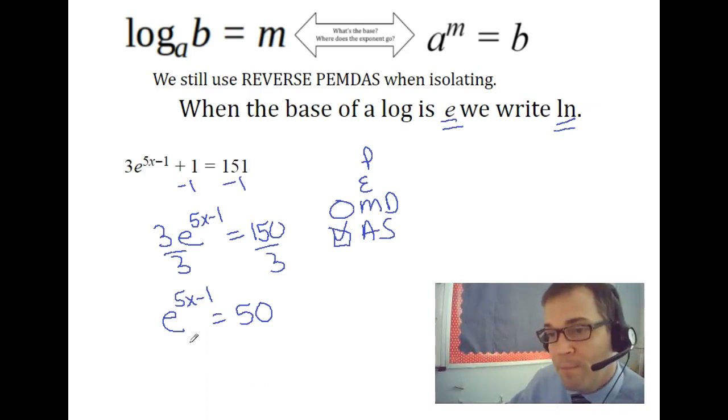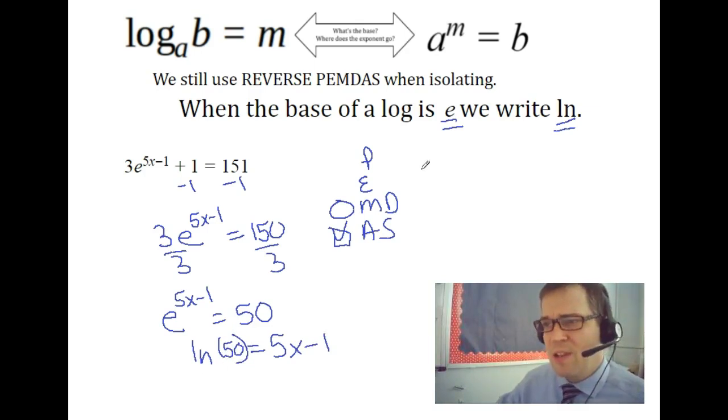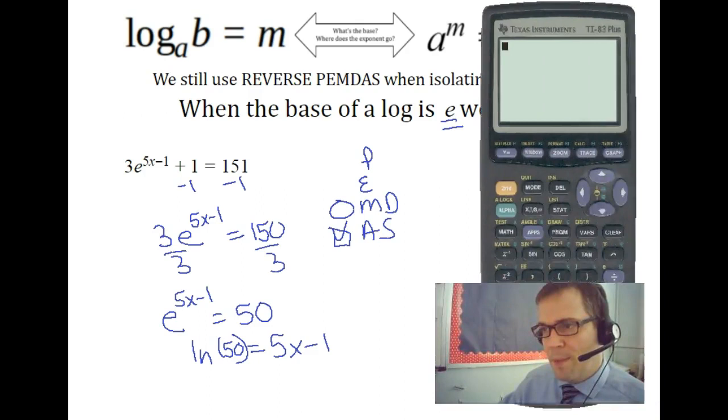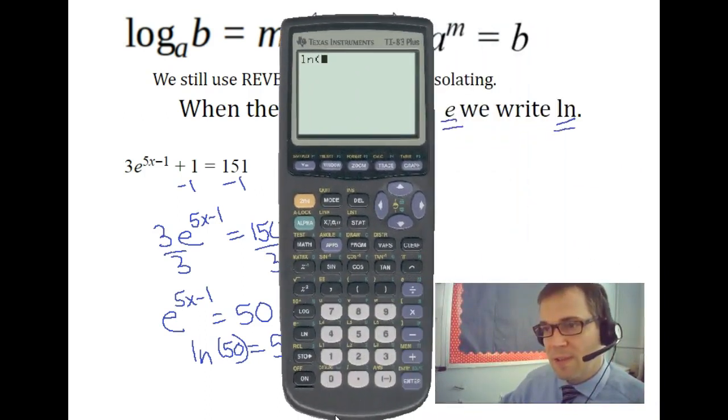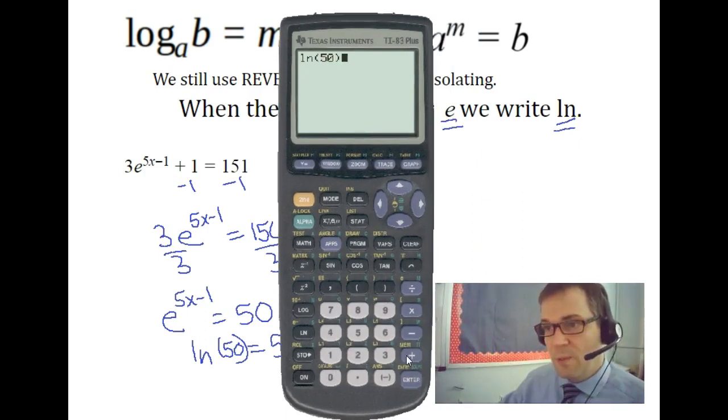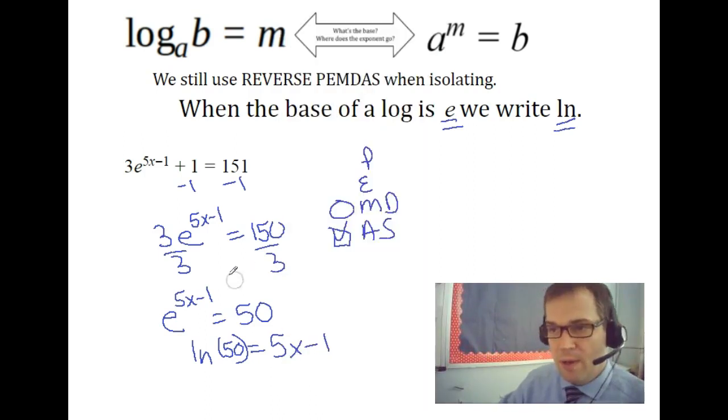So I'm going to say log base e, or ln. The exponent goes over here, and the 50 is on the inside. I don't need to use any change of base formula here. This is kind of nice. I can just use the actual ln button on the calculator to find the natural log of 50. I'll press ln, put in the 50, press equals, and I'll get some gross decimal, 3.912. So 3.912 equals 5x minus 1.